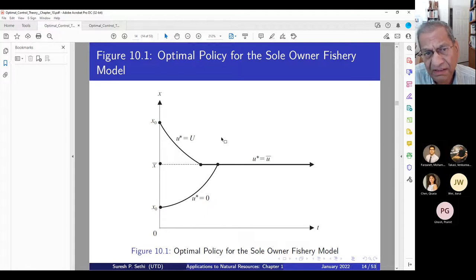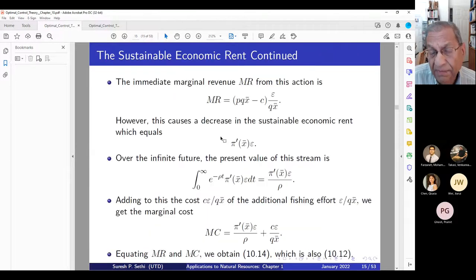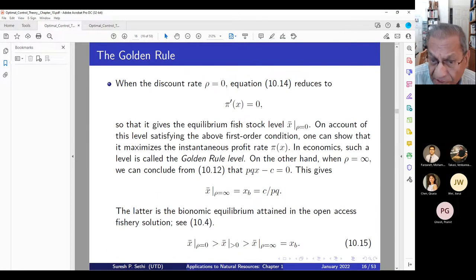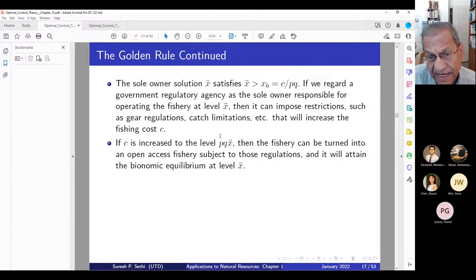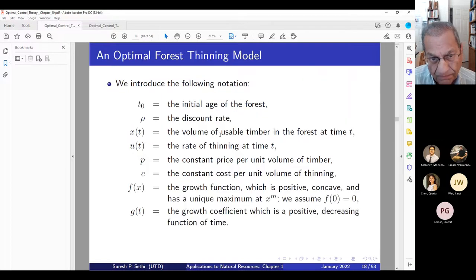So this is an interesting aspect of discounting and dynamic problems. And I think it is counterintuitive to a lot of people. But now we explain it, and it's okay. We go to the next model.